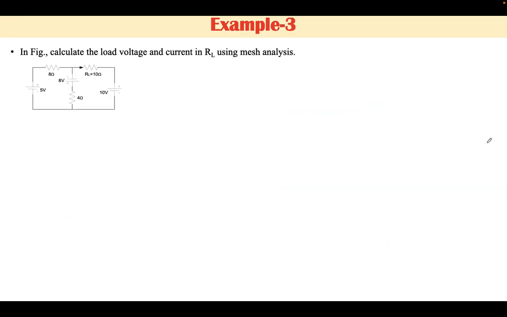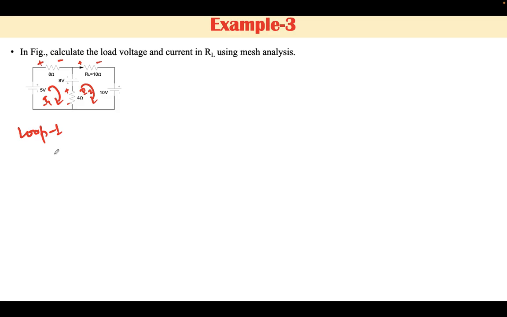Now considering another example, in this case we have to find out the current through and voltage across RL using mesh analysis. According to mesh analysis, let me consider that there are two loops, I1 and I2. Let's consider loop 1. Here it is plus, it will be minus, it will be plus, it will be minus. The polarity is defined according to this one. This will be plus, this will be minus, and the rest of the polarities are defined.